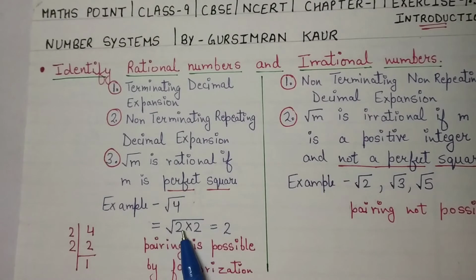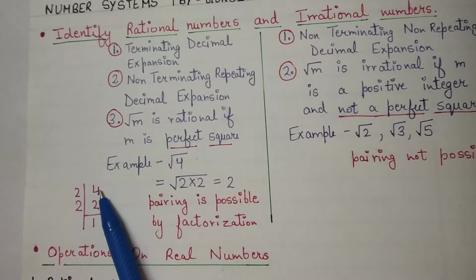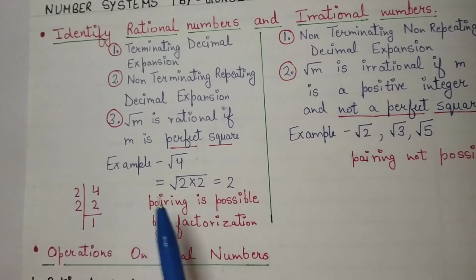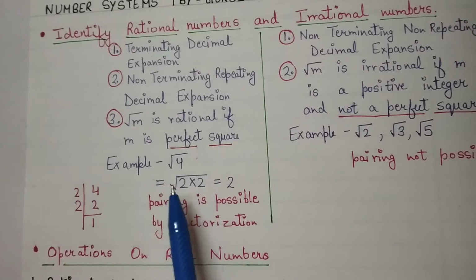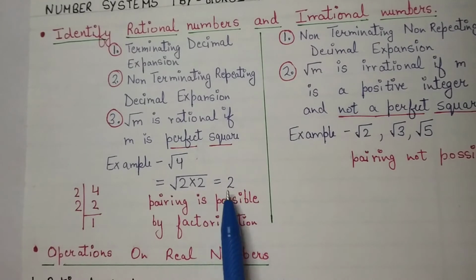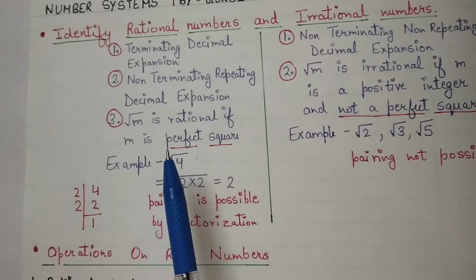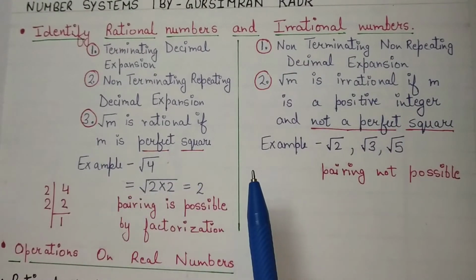Similarly, for rational numbers, if the pairing can be done, like root 4, I can do the pairing by factorization. I took 4, then dividing by 2, I got 2, again dividing by 2, this is 1. Now root 4 is equal to, I can split 4 into 2 cross 2. So when we get a pair of 2 in the root, one 2 comes outside. So 2 came outside. Pairing is possible by factorization. So these kinds of roots come under rational numbers. So this was the concept to differentiate rational numbers and irrational numbers.